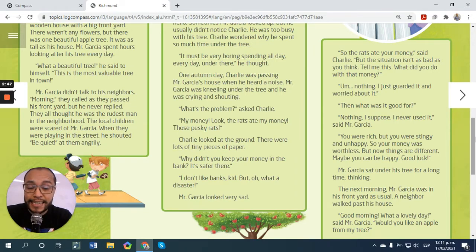Mr. Garcia was kneeling. Eso significa cuando uno se arrodilla o estar arrodillado.